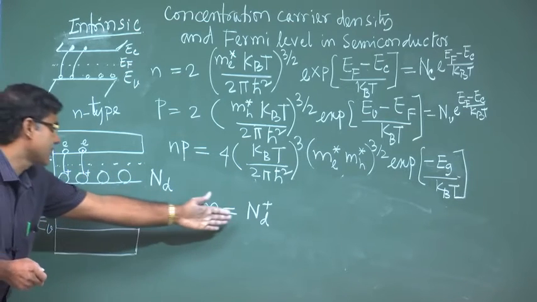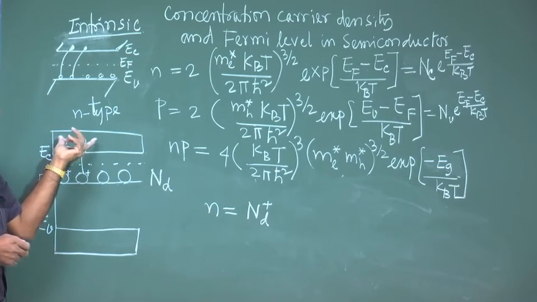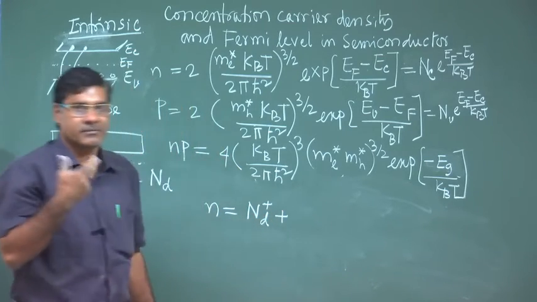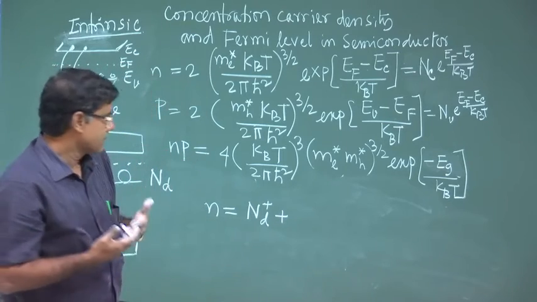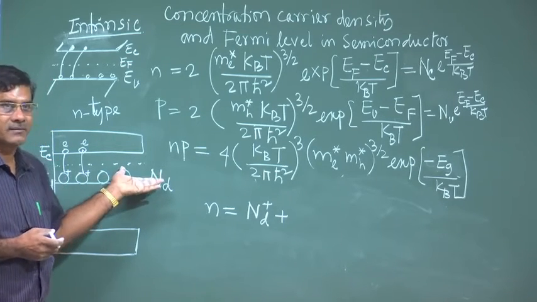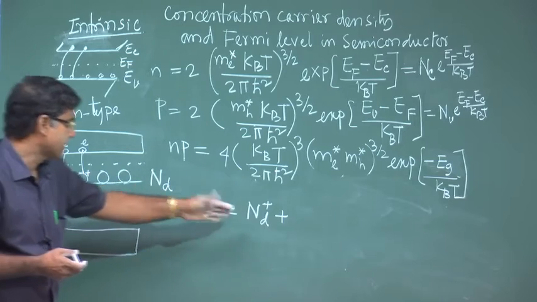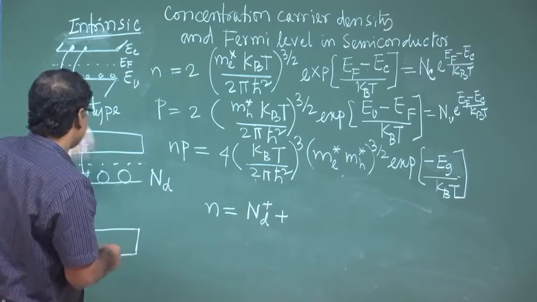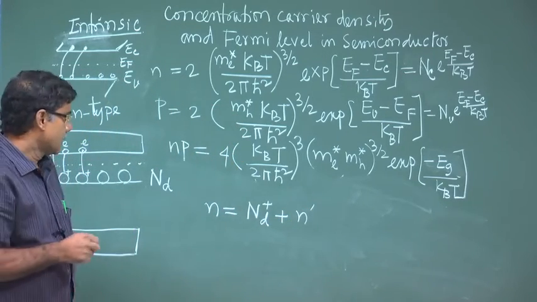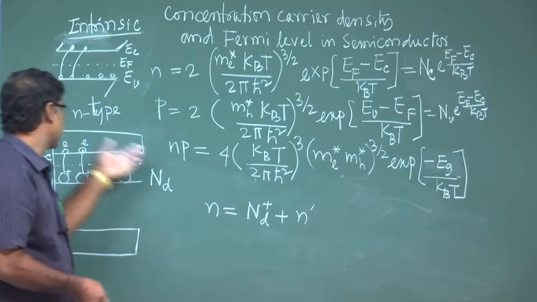If nd plus is the density, then the electron density here will be equal to that, plus whatever it was for the intrinsic case. Initially the system was intrinsic, and now we are getting additional electrons from the donor. So how many electrons did we get? This is the density. For the intrinsic case, whatever was there earlier, we can write n dash. So nd plus n dash will be the net electron density here.